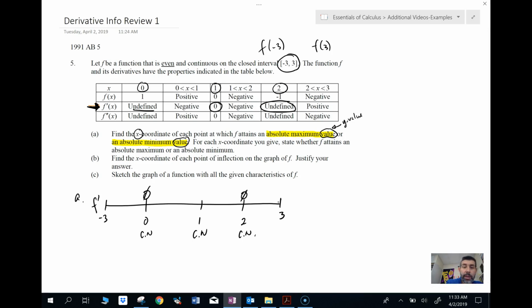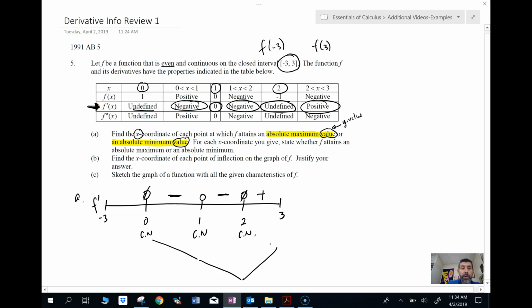So I'm going to look at my table here. Between 0 and 1, I have a negative. Negative. All right, that's 0. Between 1 and 2, it's also negative. I'm looking right here. And then between 2 and 3, it's positive. So what does that tell me? That tells me that this is decreasing, decreasing again, and then increasing again.